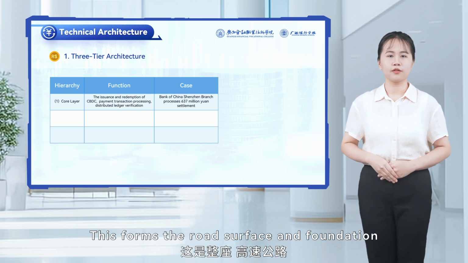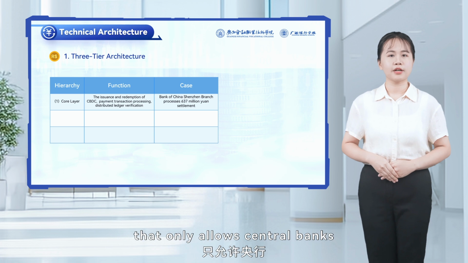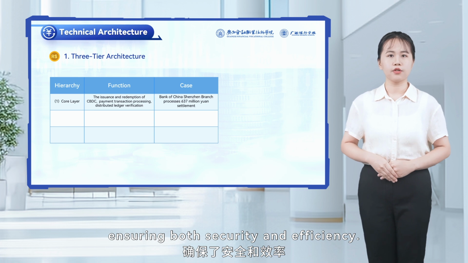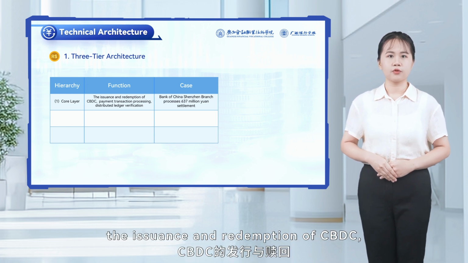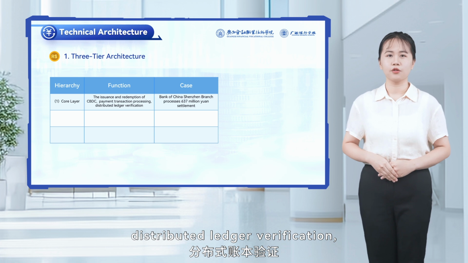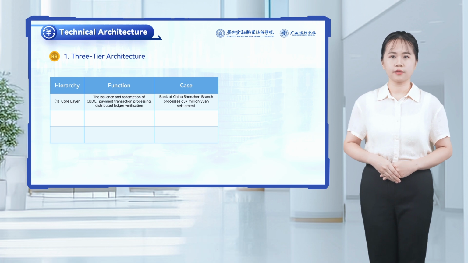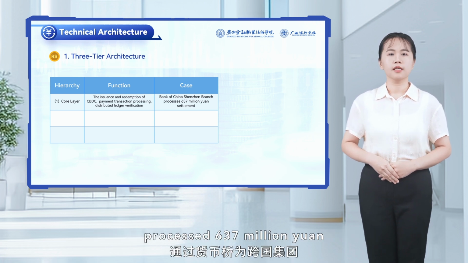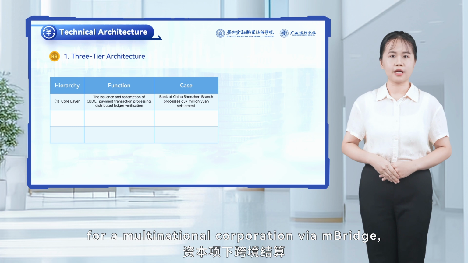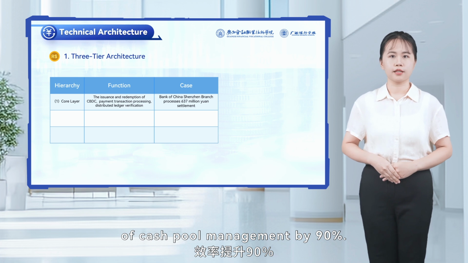This forms the road surface and foundation of the entire highway. It is a dedicated blockchain that only allows central banks and authorized institutions to connect, ensuring both security and efficiency. Its core functions include the issuance and redemption of CBDC, payment transaction processing, distributed ledger verification, and balance maintenance. For example, in March 2025, the Shenzhen branch of the Bank of China processed 637 million yuan in cross-border capital account settlements for a multinational corporation via mBridge, improving the efficiency of cash pool management by 90%.